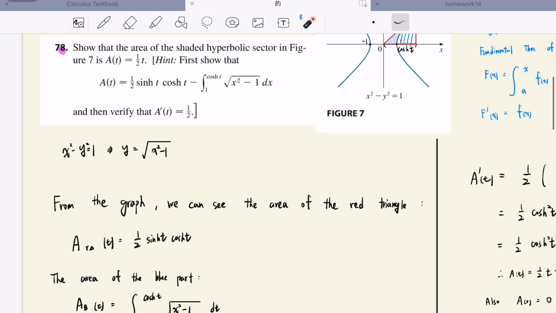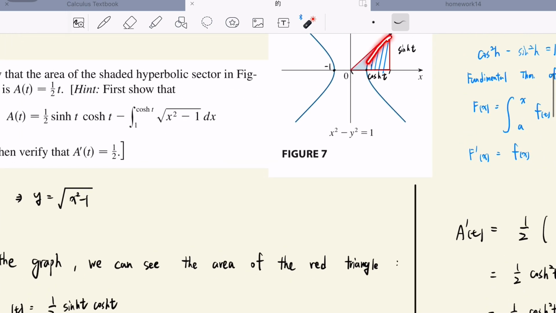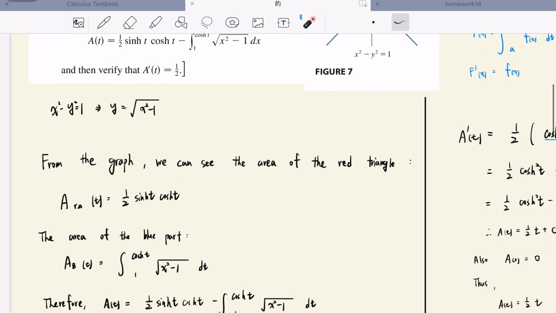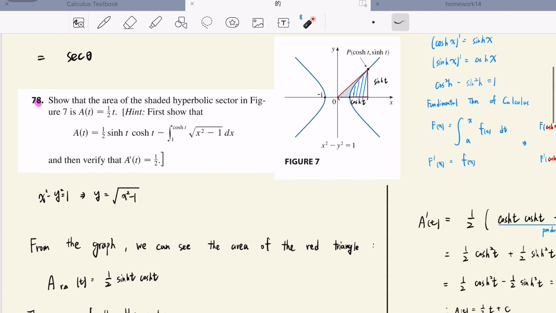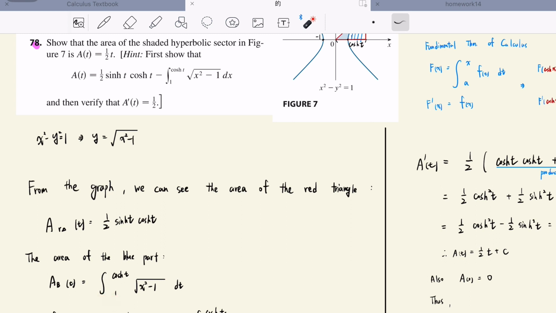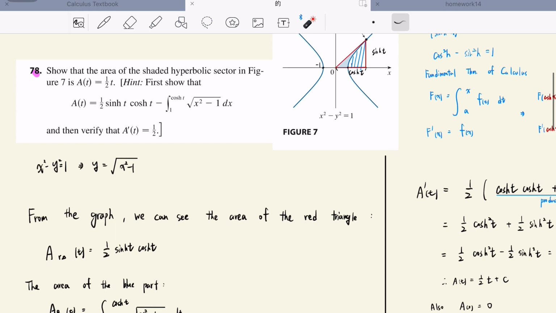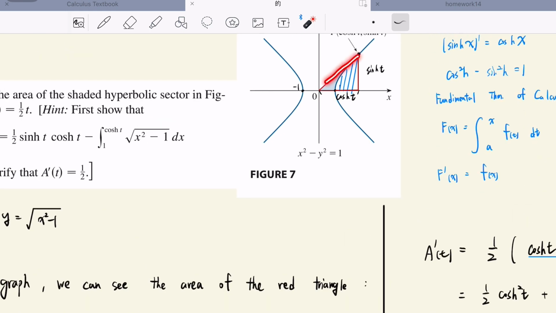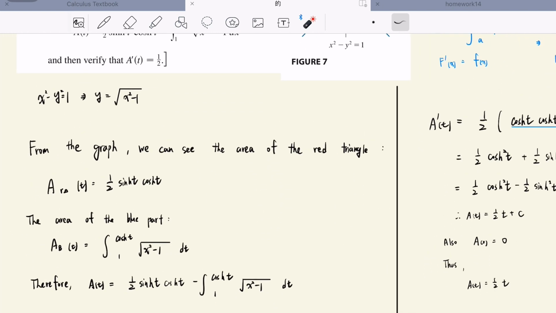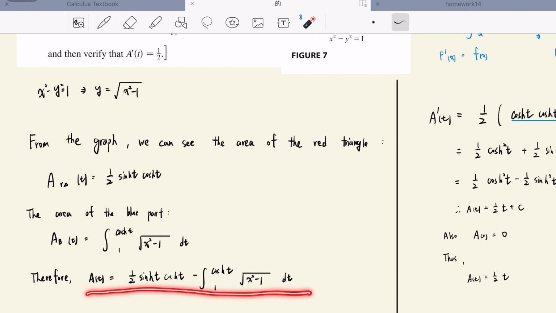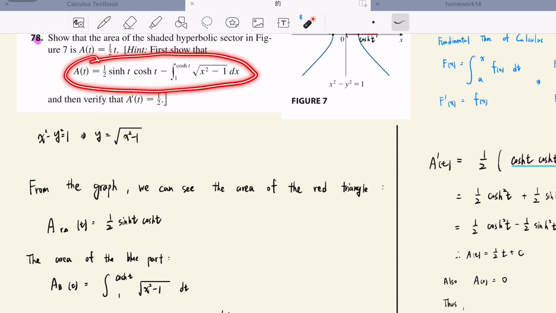And the area of the blue shaded part, which is this part, we have to use an integral for this one, which is from 1 to hyperbolic cosine t, and which is here, and the function that we have calculated at the top. So we can see here to this one. Okay. Then the area we want to know is this part. The area for this part is the area of the red triangle minus the area of the blue shaded part, which is this. So we have proved this function.